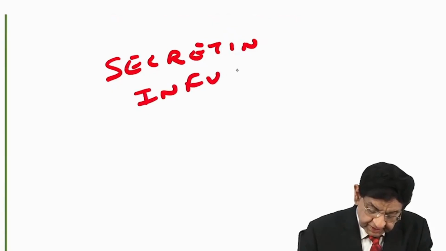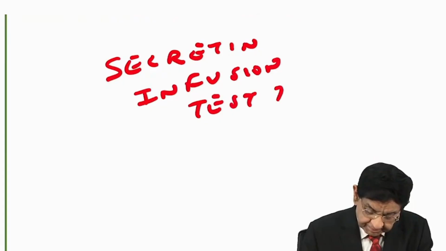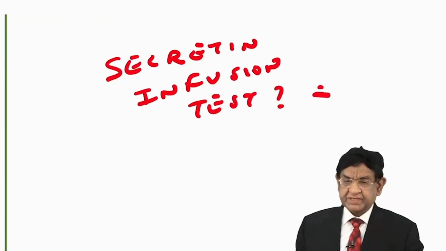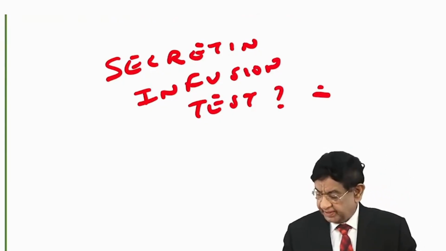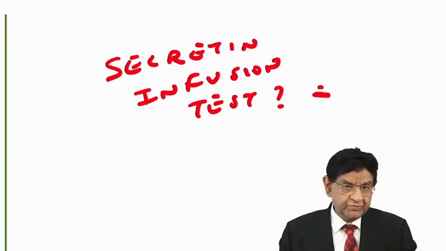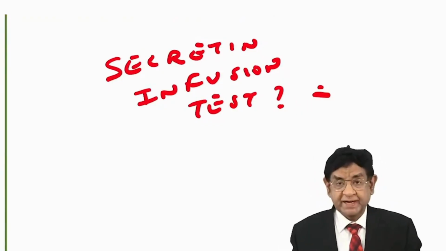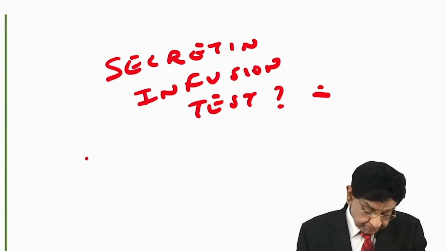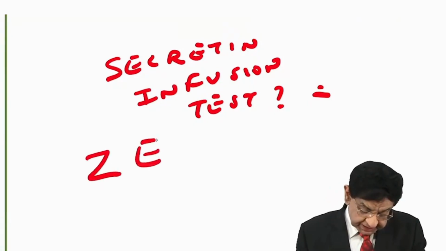Infusion test. In which disease or which condition have we done this test? Quickly write down the answer. Question only for the students. Well, I'm sure by now you have written the answer. Answer is Zollinger-Ellison syndrome.